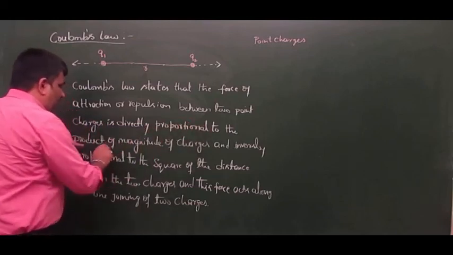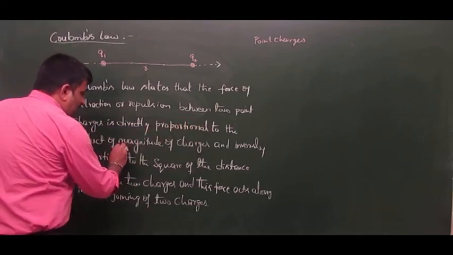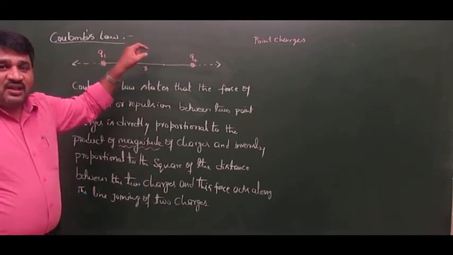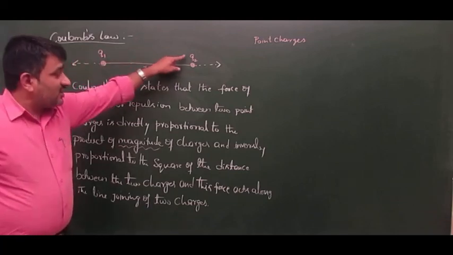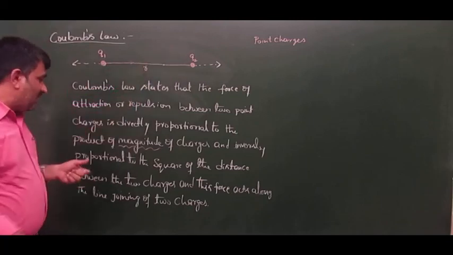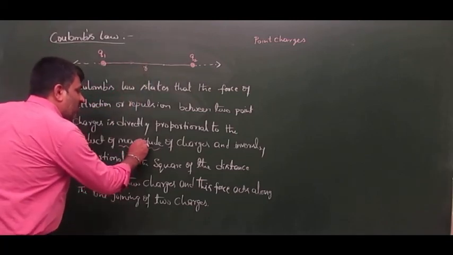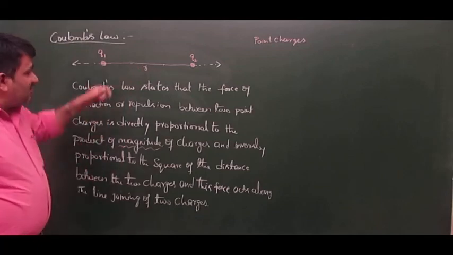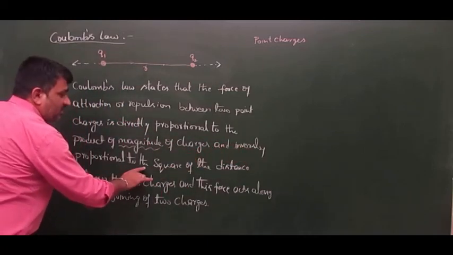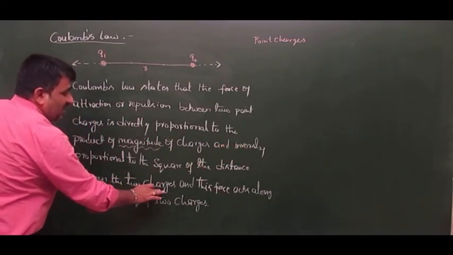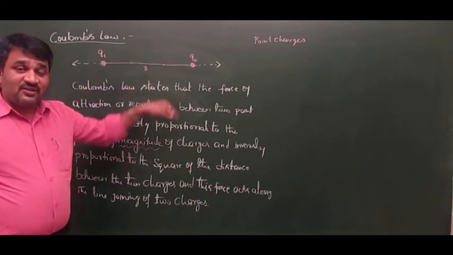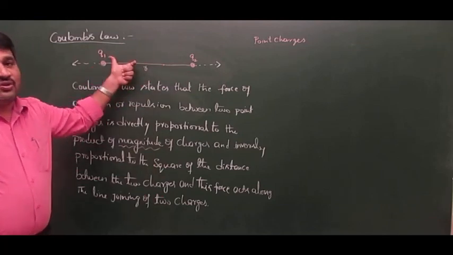The force is directly proportional to the product of magnitude of charges. Here the magnitude means the product of charges Q1 and Q2. Suppose Q1 is positive and the other charge is negative, so plus Q and minus Q. You can't take the negative sign. That's why here magnitude means we neglect the polarities, whatever they may be. Just the product of the two charges. The force is inversely proportional to the square of the distance between the two charges, and this force always acts along the line joining the two charges.